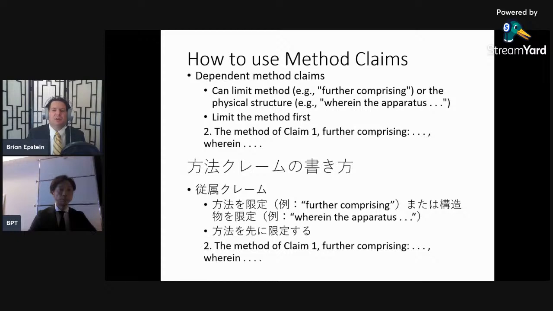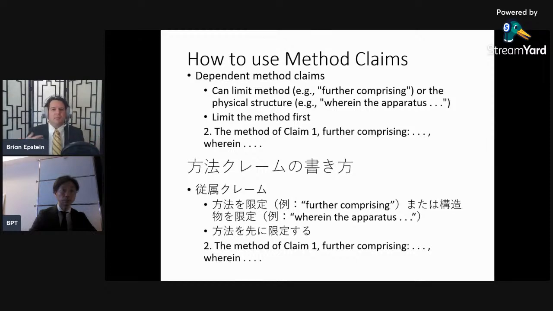In addition, there's a related issue where, although limiting a workpiece or an apparatus is proper in a dependent method claim, frequently applicants phrase these claims in a way that does not receive much patentable weight. So the issue is not that an applicant cannot include this type of recitation. It's that the recitation is too broad.